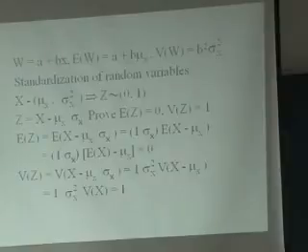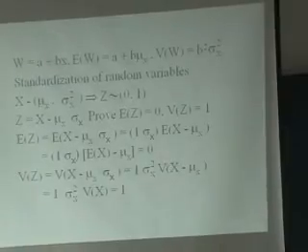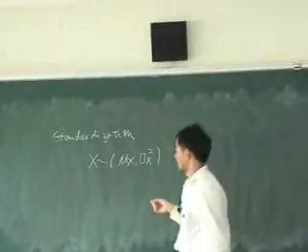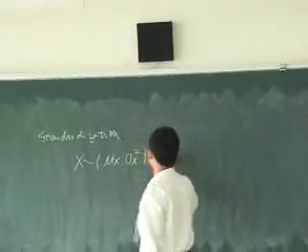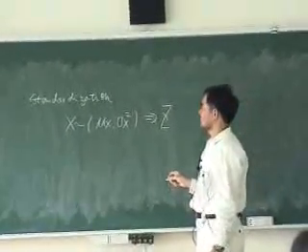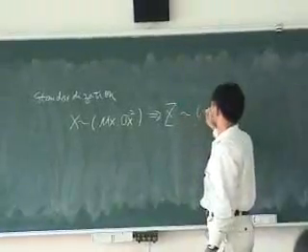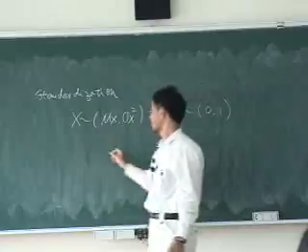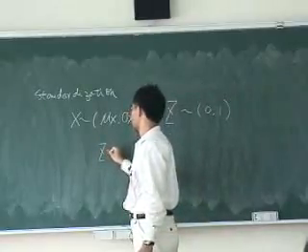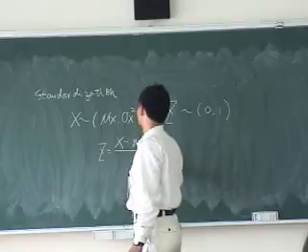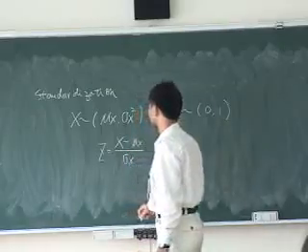Standardization. So X originally has mean mu x and variance sigma x squared, right? And when we want to change that by standardization, it is going to be 0 and 1. And how do we change that? We have Z equal to (X minus mu x) divided by sigma x.